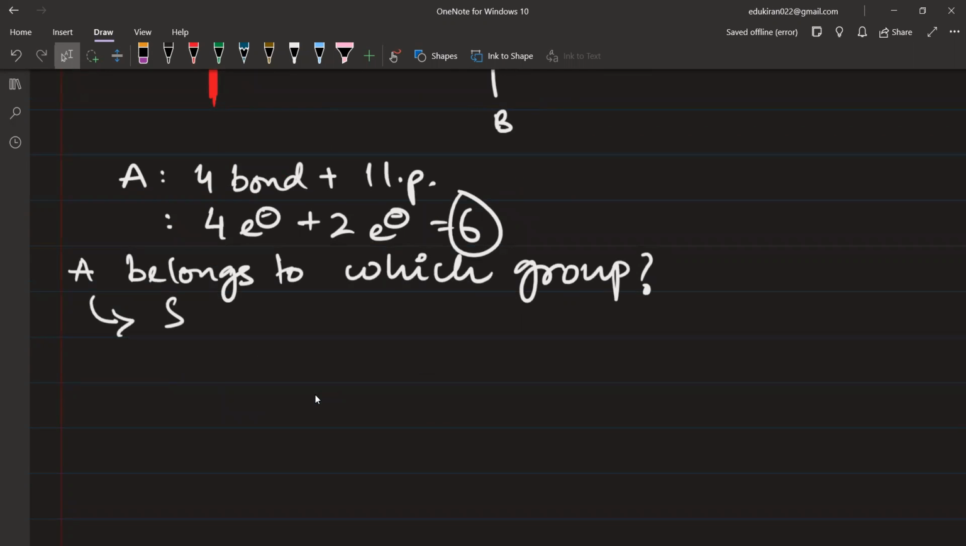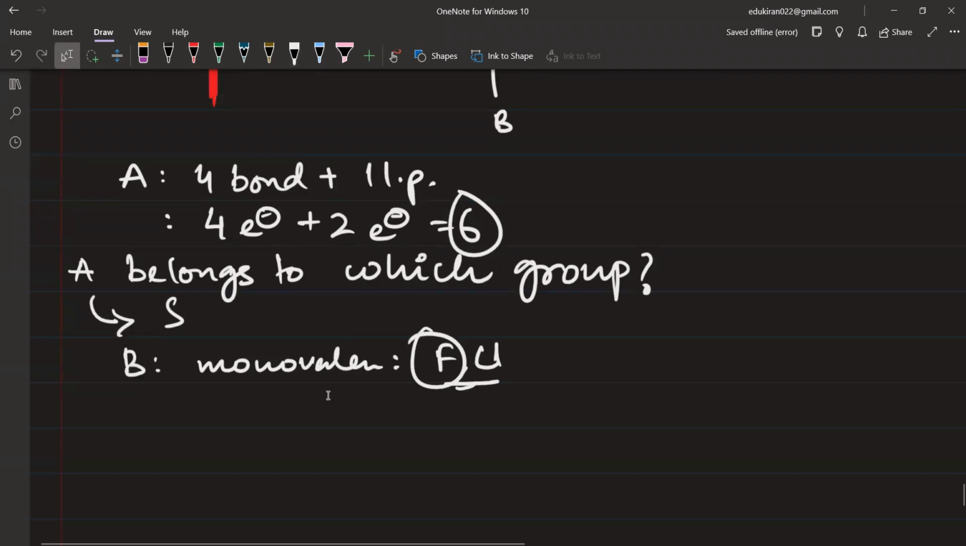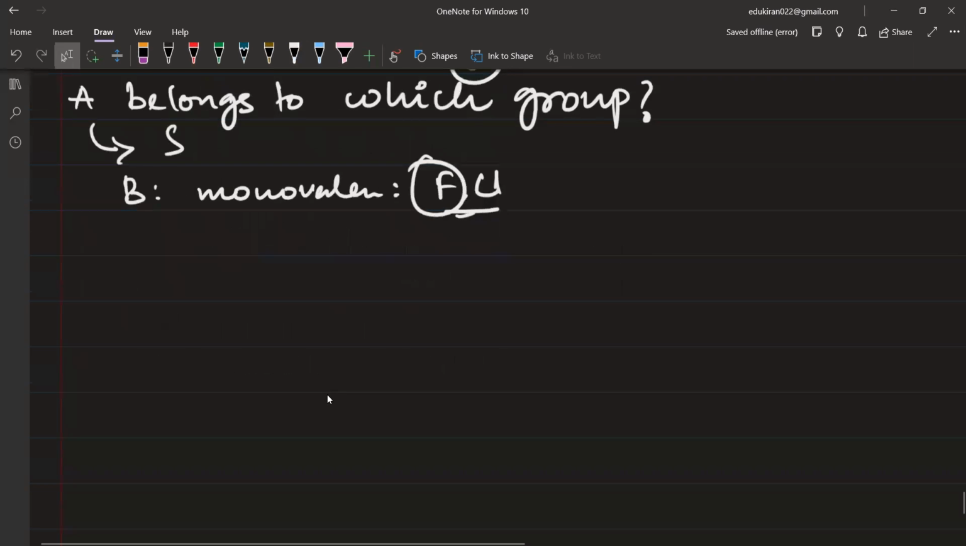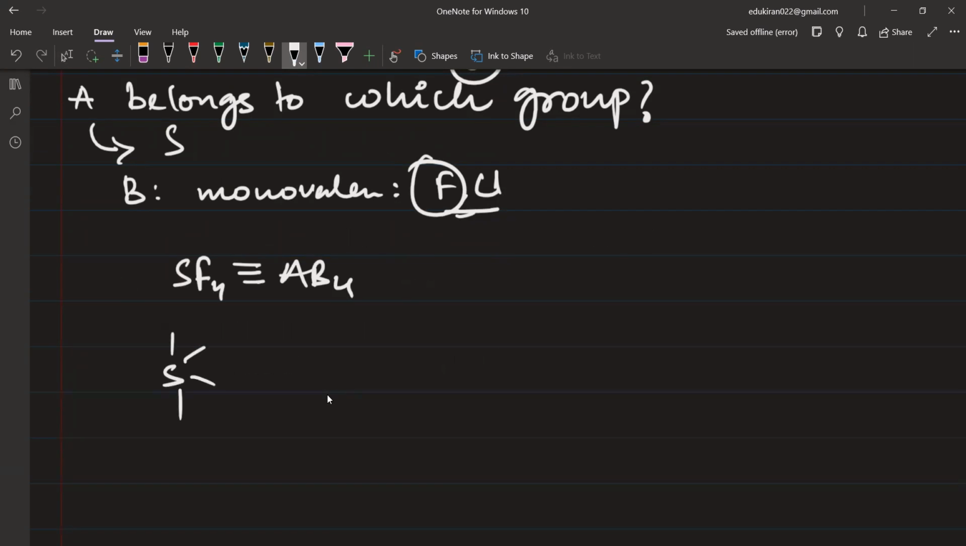Yes, sir. And what about B? B is going to be what? Monovalent. Monovalent mein hum log kisko le lete hain generally? Monovalent mein fluorine, chlorine wagera ko le lete hain. To isme fluorine le lijiye. Aapke paas example kiska aa jayega? SF4 ka aa jayega. So SF4 is equivalent to what? AB4. SF4 ka bhi structure kis tarah banayenge fir hum? Lone pair here like this. Sulfur, fluorine, fluorine, fluorine and fluorine. Okay, Devangi, got it?